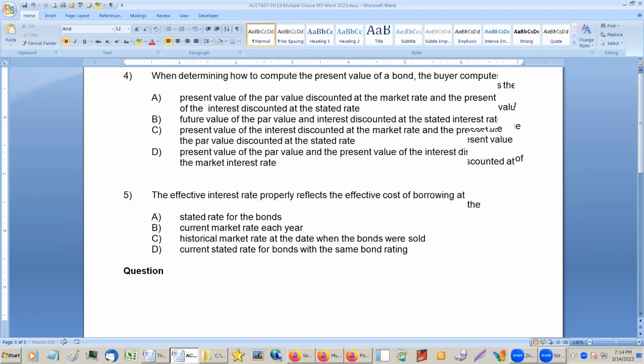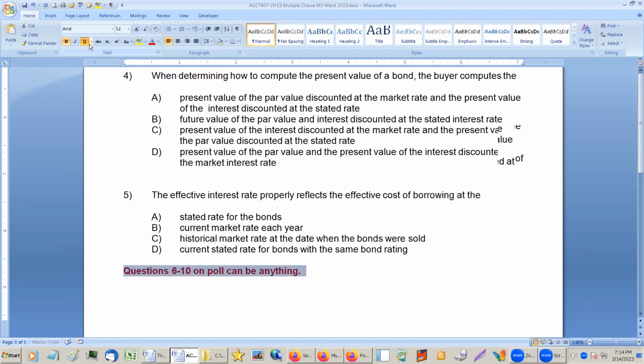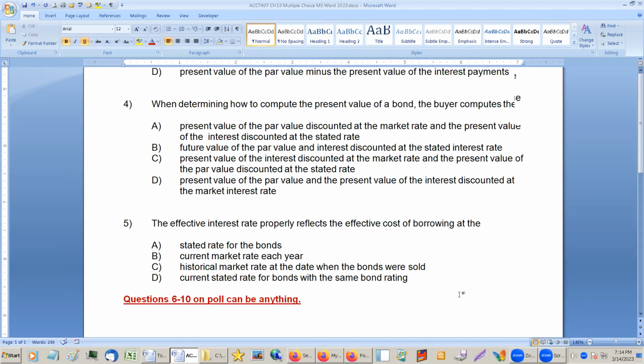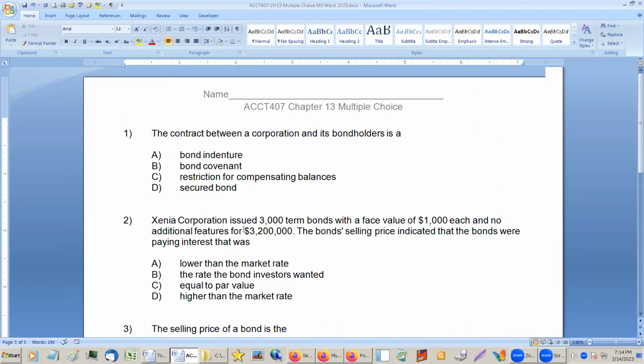And questions 6 through 10 on the polls can be anything. The polls have to be made out ahead of time, and so I was making 10, but we're only going to grade 1 through 5. So for 1 through 5, you'll have A, B, C, or D, and then 6 through 10, you could have whatever you want. But they make you put in all 10 of them, I believe.